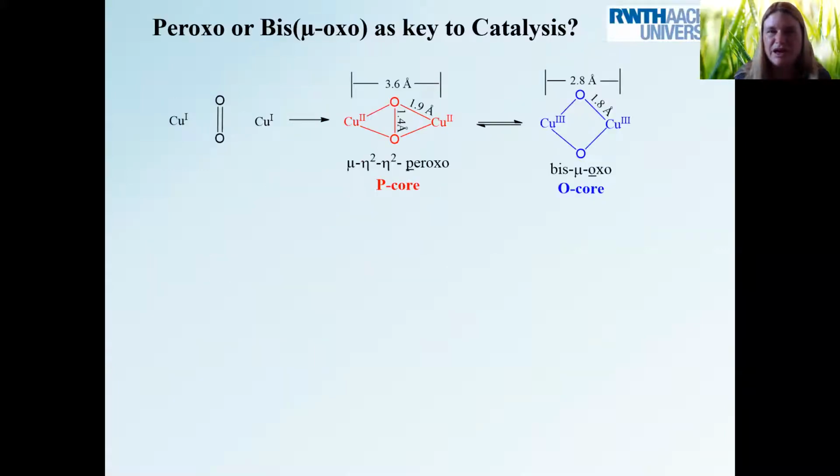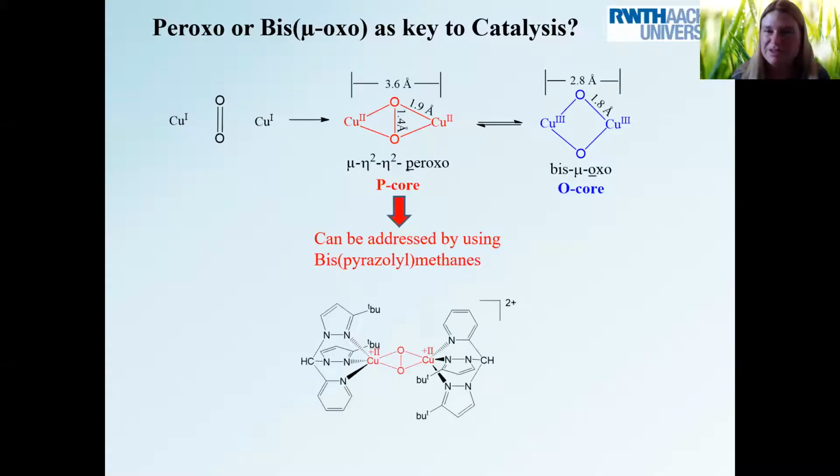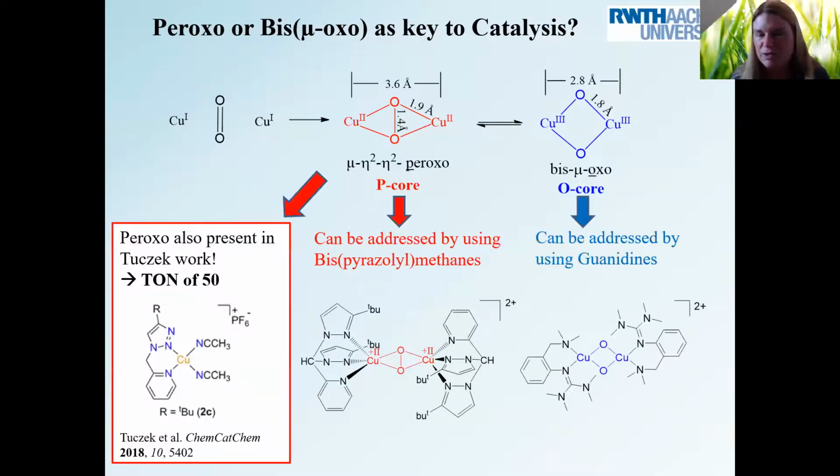So if we now think, how can we address peroxo species and bis-μ-oxo species? After my experience in the guanidine chemistry, I thought that it would be good to use also other ligands, perhaps to address selectively peroxo species. And with the bispyrazolyl methanes, which we started to work on in my habilitation work, we had the ideal tool in hand to really promote the direct synthesis of peroxo species, which are stabilized towards the bis-μ-oxo species. Whereas in the guanidine chemistry, we always obtain oxo cores because they are again stabilized towards the peroxo core.